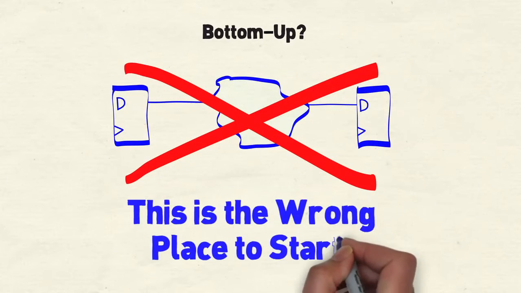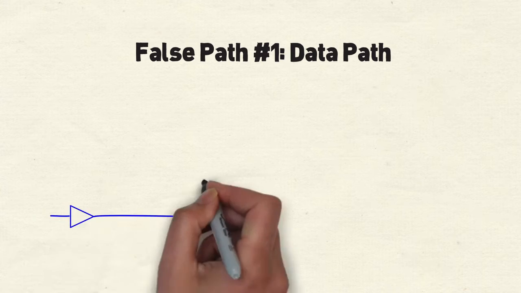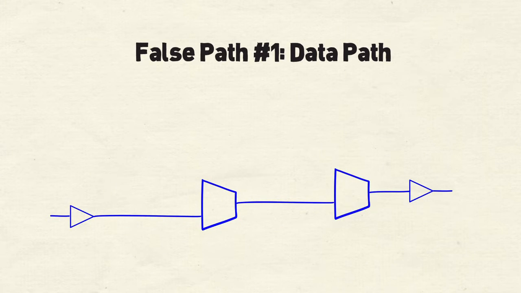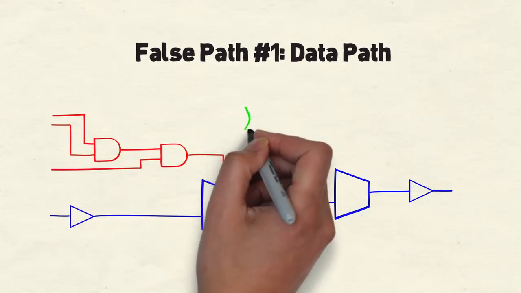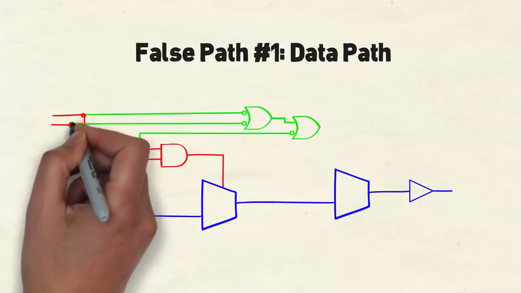There is a whole different category of paths that you need to exclude from consideration before focusing on critical paths. The first is the false path. These are paths that cannot be activated by any combination of input vectors. In this example, the blue path is a false path because there are no input vectors that will cause the output of the red and green blocks to both activate at once.